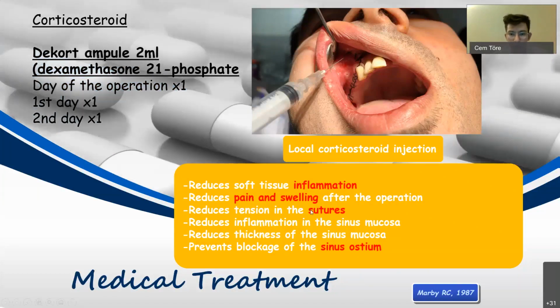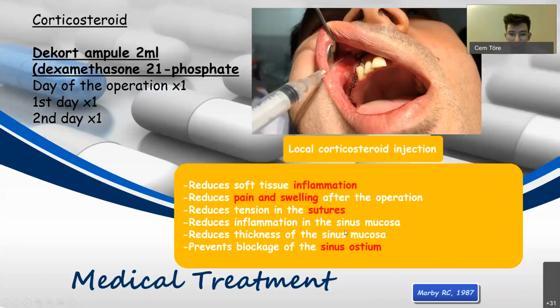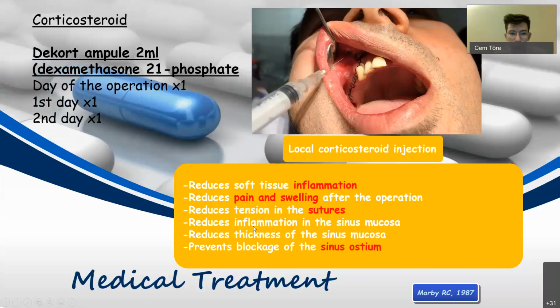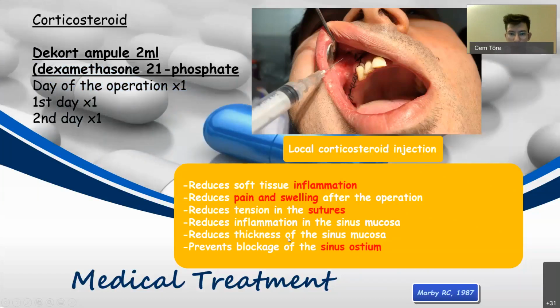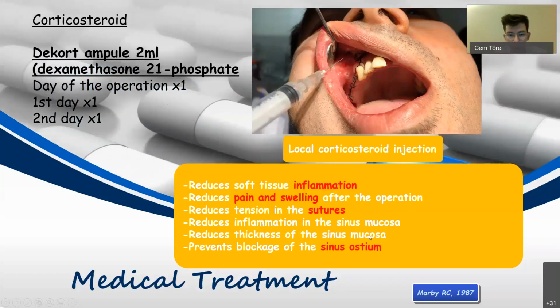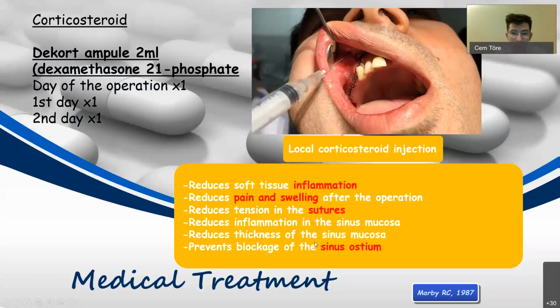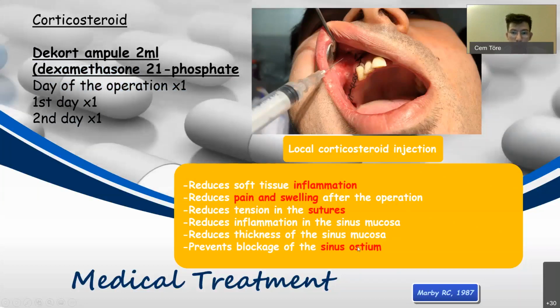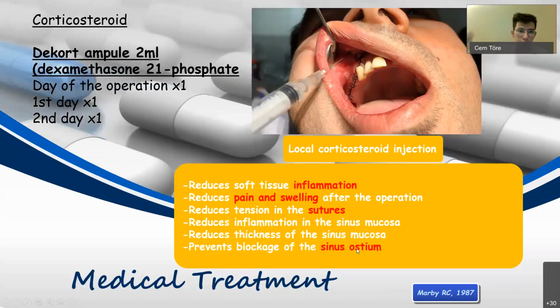In a sinus lift scenario, it reduces inflammation of the sinus mucosa, reduces the thickness of the sinus mucosa, and prevents the blockage of the sinus ostium by this mucosa we have lifted.